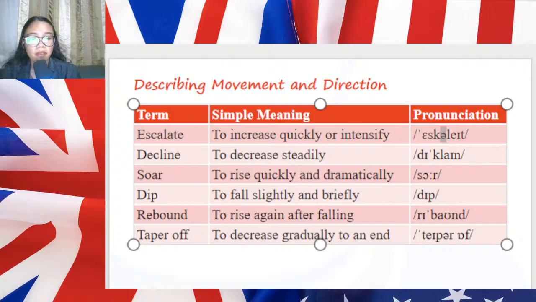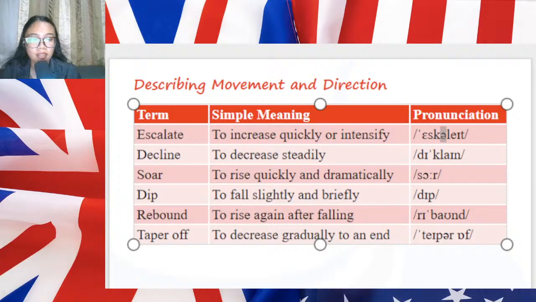Lastly, we have taper off. Again, taper off means to decrease gradually to an end. So you can think of something slowly narrowing until it disappears. When something tapers off, it means it gradually reduces in size or intensity until it eventually stops or becomes very small. It's a slow and steady winding down, not just a sudden stop.